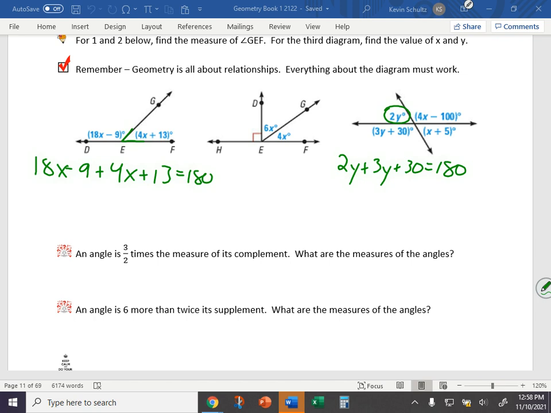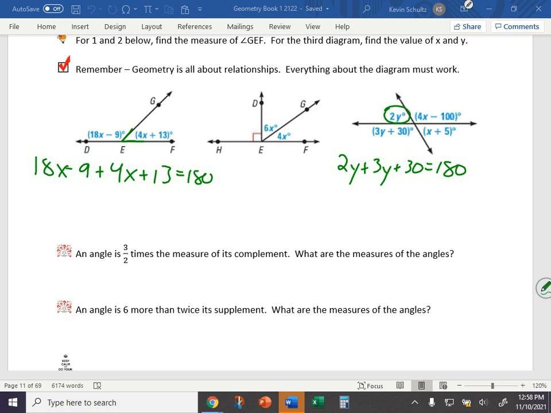The brain busters at the bottom. The first one says one angle is 3/2 times the measure of its complement. What are the measures of the angles? One angle is 3/2 times the measure of its complement.